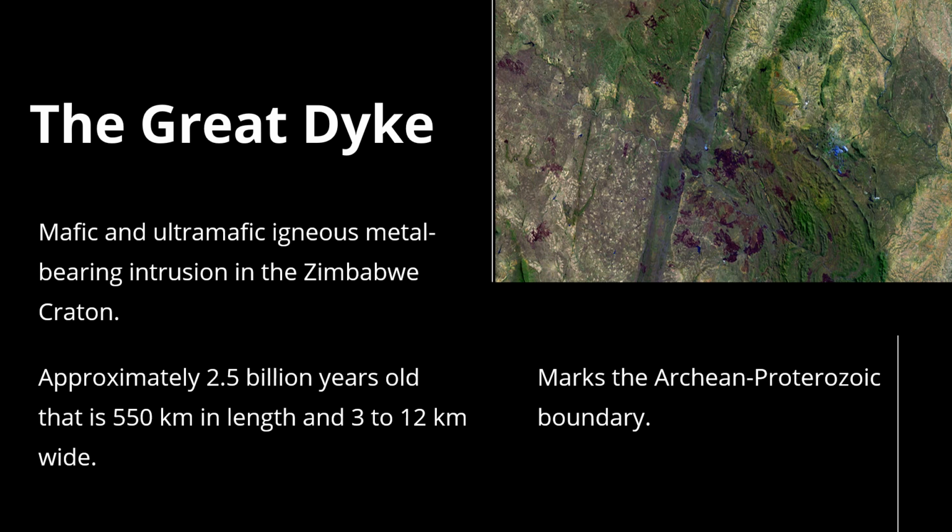The Great Dyke creation can be attributed to a major magmatic event that marks the Archean Proterozoic boundary in that province. Uranium-lead, rubidium-strontium, lead-lead, and samarium-neodymium age determinations have been conducted on the Great Dyke, and NASA has stated that the dike is estimated to be approximately 2.5 billion years old. It is known to be the first magmatic event in the stabilized Zimbabwe craton.